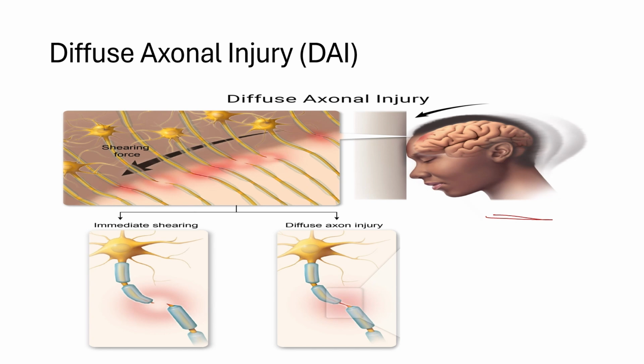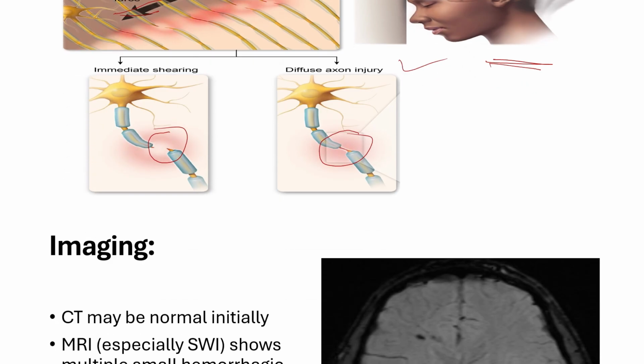So what happens? As we can see in this image, there is a very high speed acceleration and deceleration injury, leading to a twisting or shearing force along the axons of the neuron. As we can see, this is denoted by this black line, and this will cause injury of the axon. Here we can see there is an immediate shearing or injury. Here we can see that this will lead to diffuse axonal injury. So this is about the mechanism of injury.